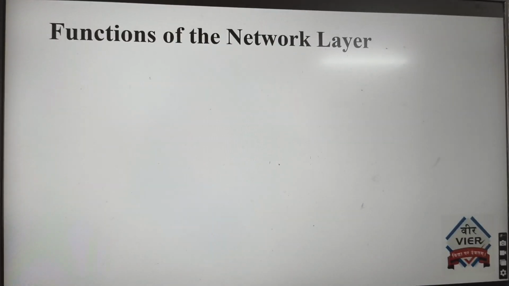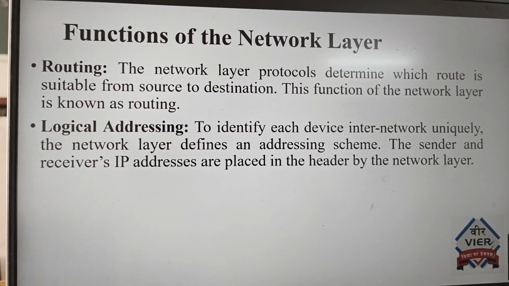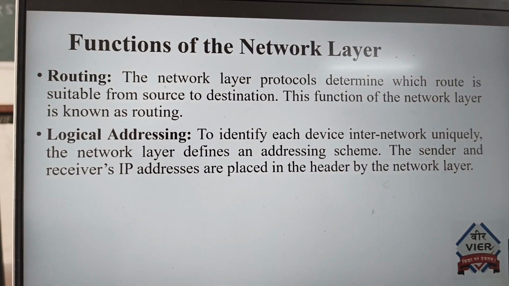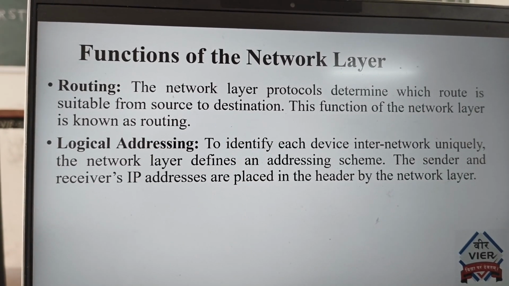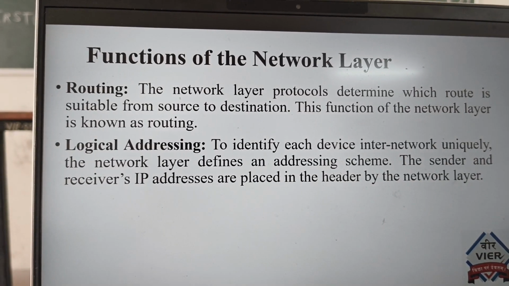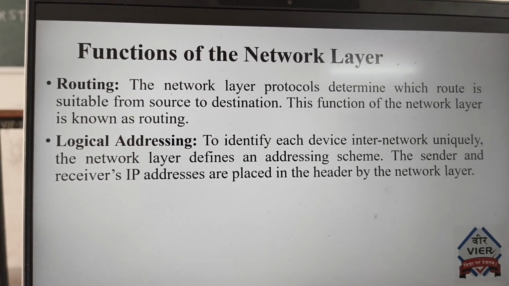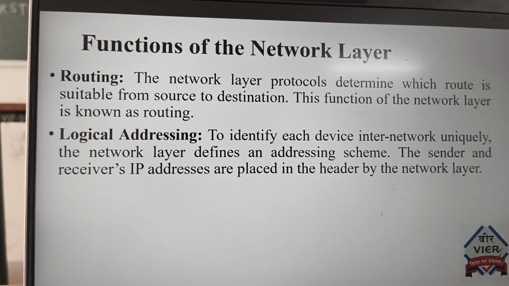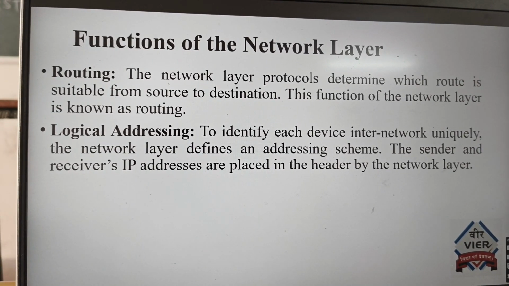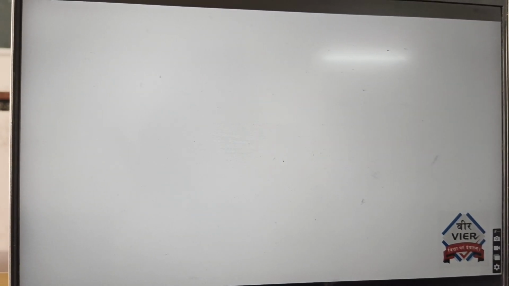Next, the functions of the network layer. First is routing. The network layer protocols determine which route is suitable from source to destination. This function of the network layer is known as routing. Logical addressing: to identify each device on the inter-network uniquely, the network layer defines an addressing scheme. The sender and receiver's IP address are placed in the header by the network layer.